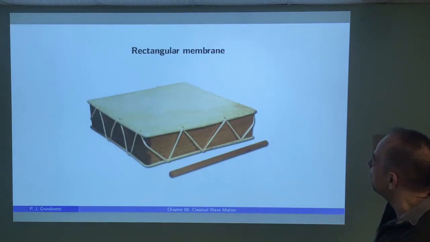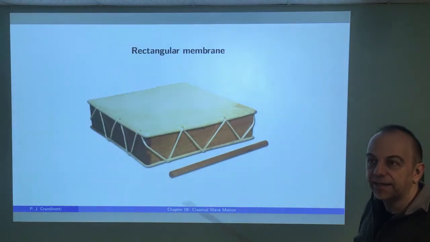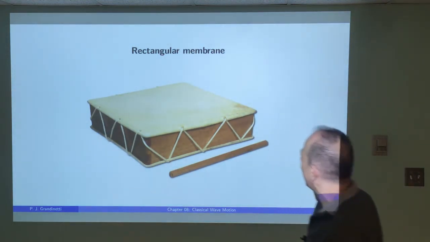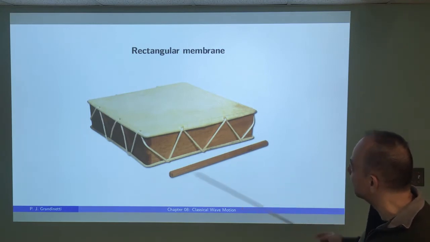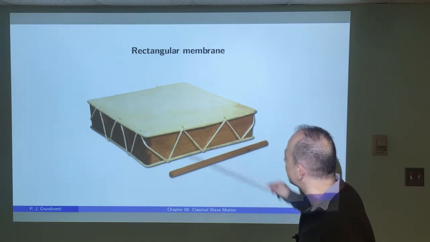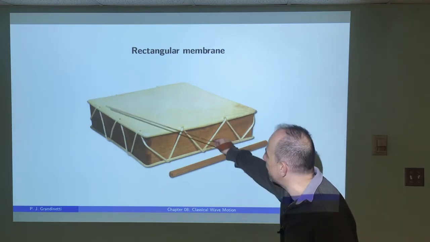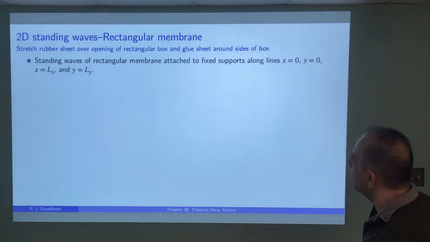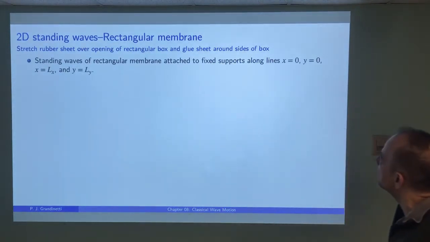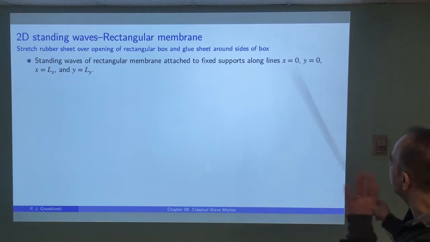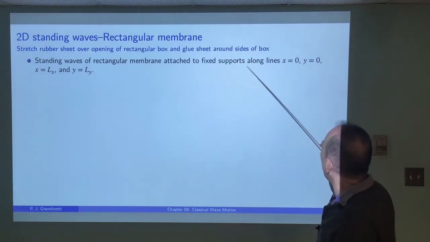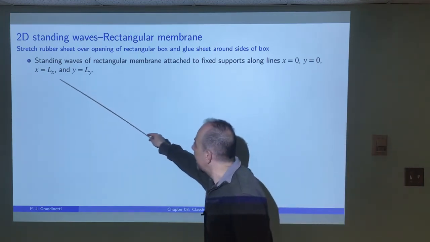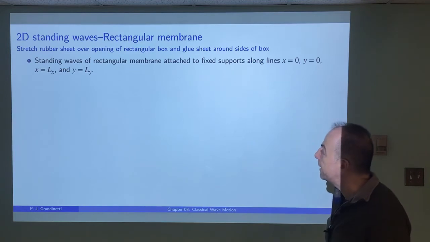Okay, so next what we're going to do is look at a wave that's bound by constraints. So this is a little picture I found here of a square drum. So let's look at something like this, where we have a wave that can exist on this membrane, and we have constraints that it has to go to 0 amplitude along the edges. So you can imagine some rubber sheet stretched over the opening of a rectangular box, and you glued it around the side. And we know that the standing wave has these supports at x equals 0, y equals 0, and then x equals Lx and y equals Ly.